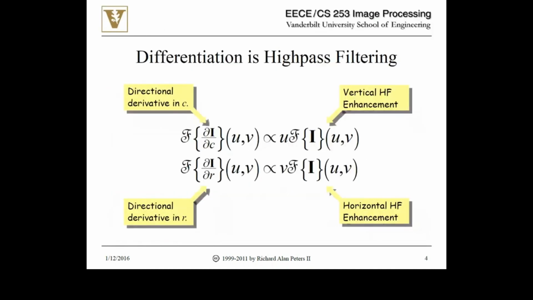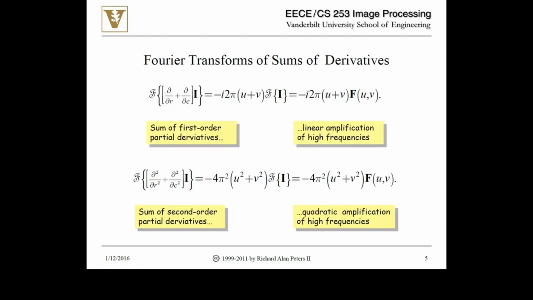Okay, so now, this is the same result that we had on the whiteboard. So the Fourier transform of the derivative with respect to columns x is proportional to the frequency in x times the Fourier transform of I, and the same when you compute the derivative with respect to the rows. Okay, so now can I compute more derivatives?